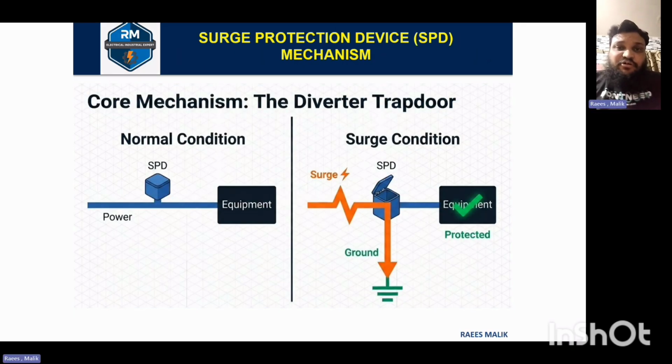This slide shows the core mechanism of the diverter, or surge protection device. The surge protection device is connected to the electrical power system, with one end connected to the phase and the other end connected to the ground. It is clear from the picture that with any surge strike or transient voltage strike on the system, the SPD safely diverts the surge into the ground and protects the equipment.